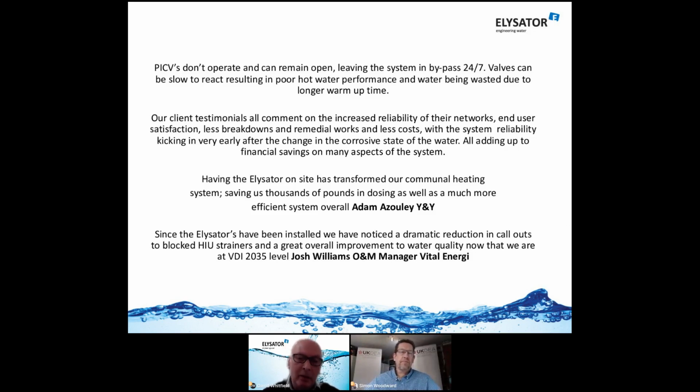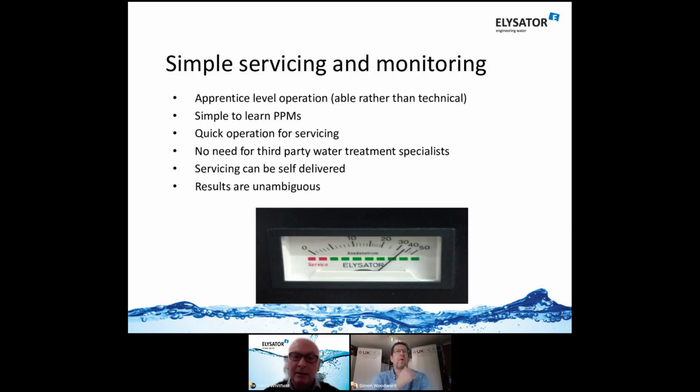And one from Vital there, since we've installed our equipment, big reduction in call outs of box strainers, greater overall performance, which is why they're rolling this out to all their sites. Service is very easy for everybody. Simple swing meter on the front of our unit tells you exactly how the system's performing. That's just measuring the output from the anodes and letting you know exactly what's going on. Falls into the red, you need to service it. When it's in the green, everything's okay and it's doing what it should be doing.